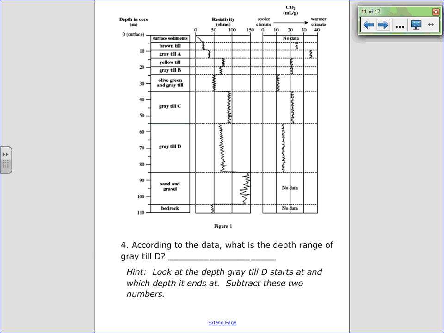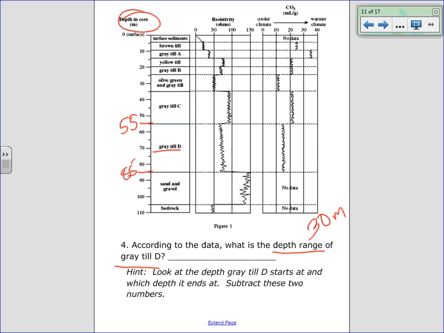Number 4, according to the data, what is the depth range of gray till D? And they give you a hint. We're looking for depth range, gray till D. All right, the first thing you need to find is the depth of gray till D. Here's gray till D. Here's depth. D starts here. D ends here. Starts at 55. Ends at 85. Has a difference of 30 meters.